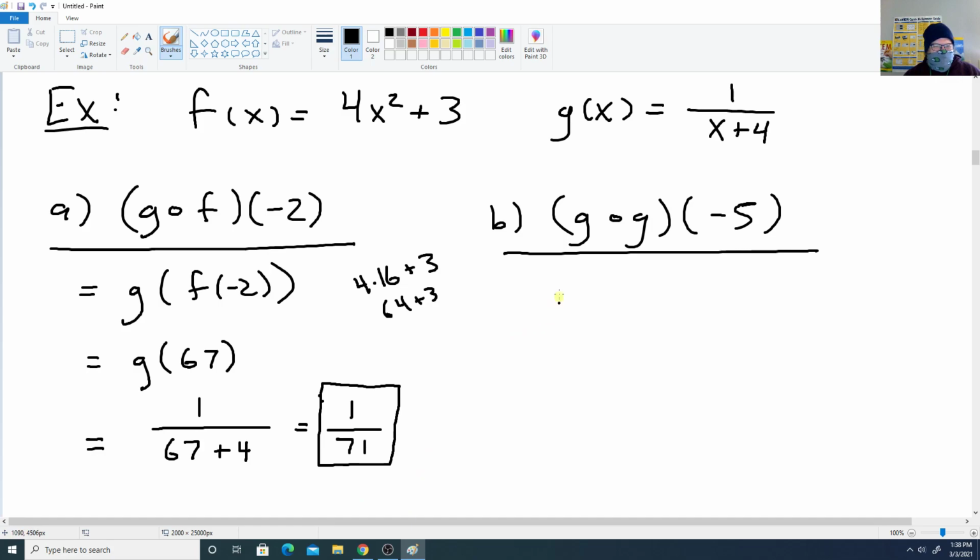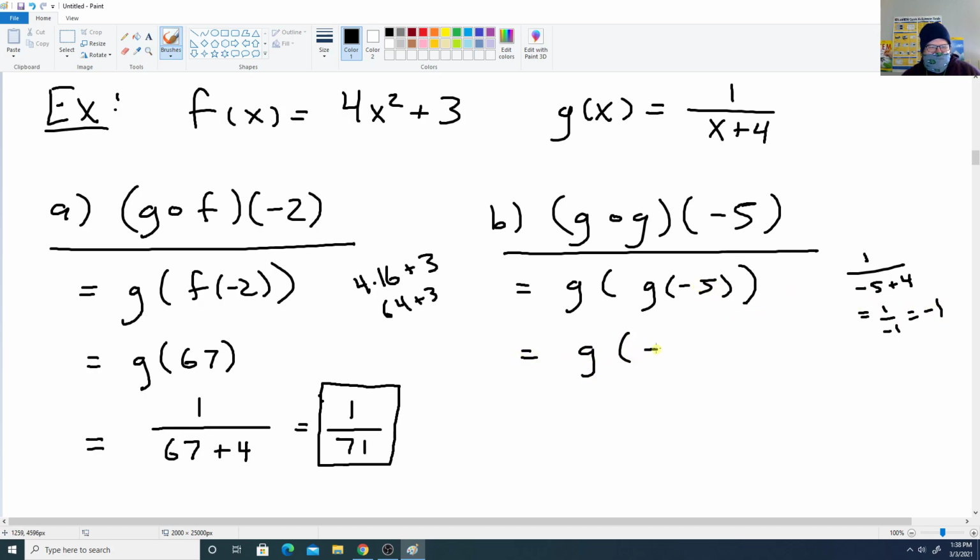Okay, part B. I need to say what's g of g of negative 5. So this is the function g evaluated at the function g of negative 5. If I put negative 5 in for x, I get 1 over negative 5 plus 4, which is 1 over negative 1, which is negative 1. So g of negative 5 becomes negative 1.